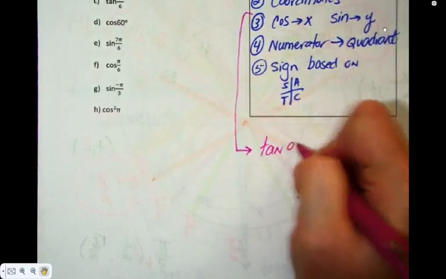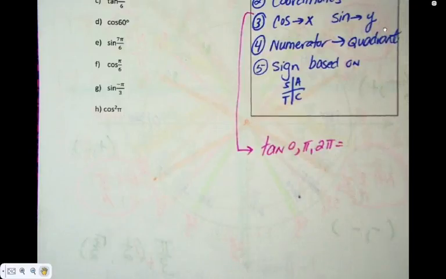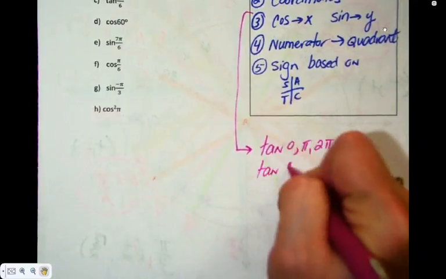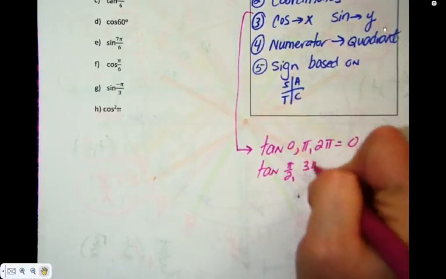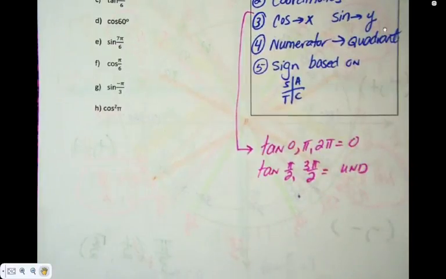We talked about tan of 0 or pi or 2 pi is 0. Sides of the circle, slope is 0. And tan of pi on 2 or 3 pi on 2. Undefined, because it's a vertical line. Slope of a vertical line is undefined.